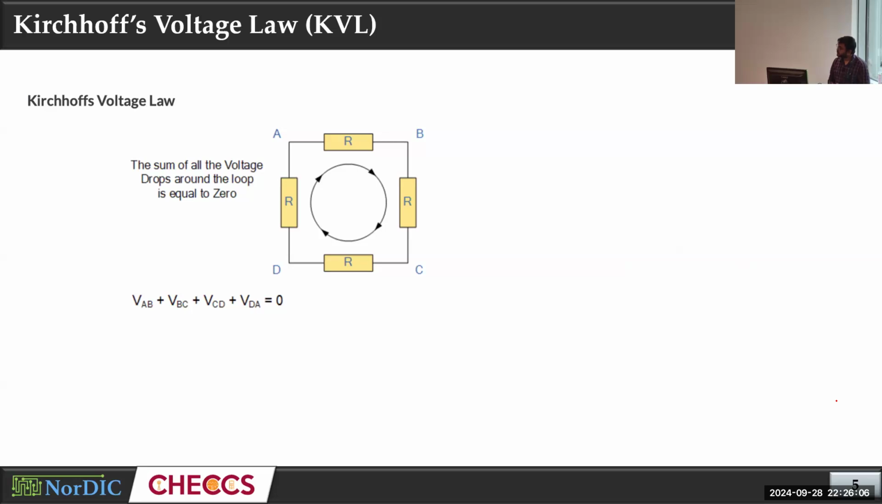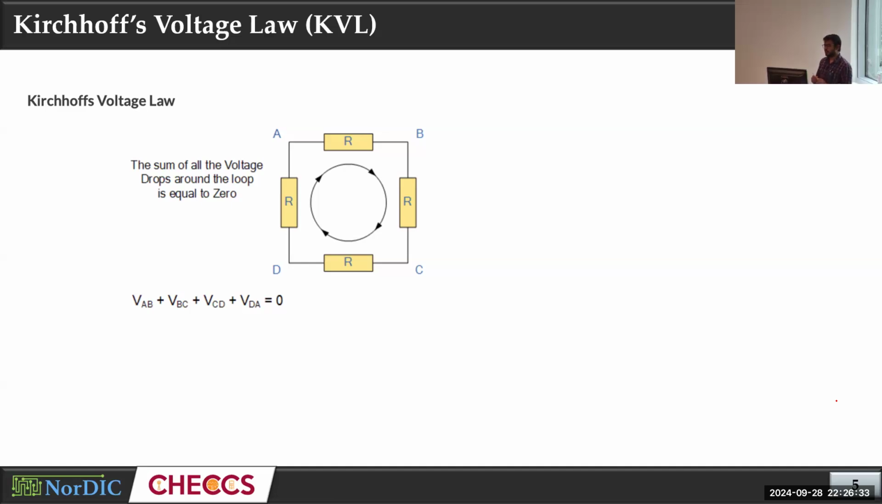Okay, let's go to the next law, which is KVL, Kirchhoff's voltage law. Kirchhoff's voltage law is about voltage instead of current. Here, the law states that the sum of all the voltage drops around the loop is equal to 0. So in KCL, the node is important, and in KVL, the loop is important.